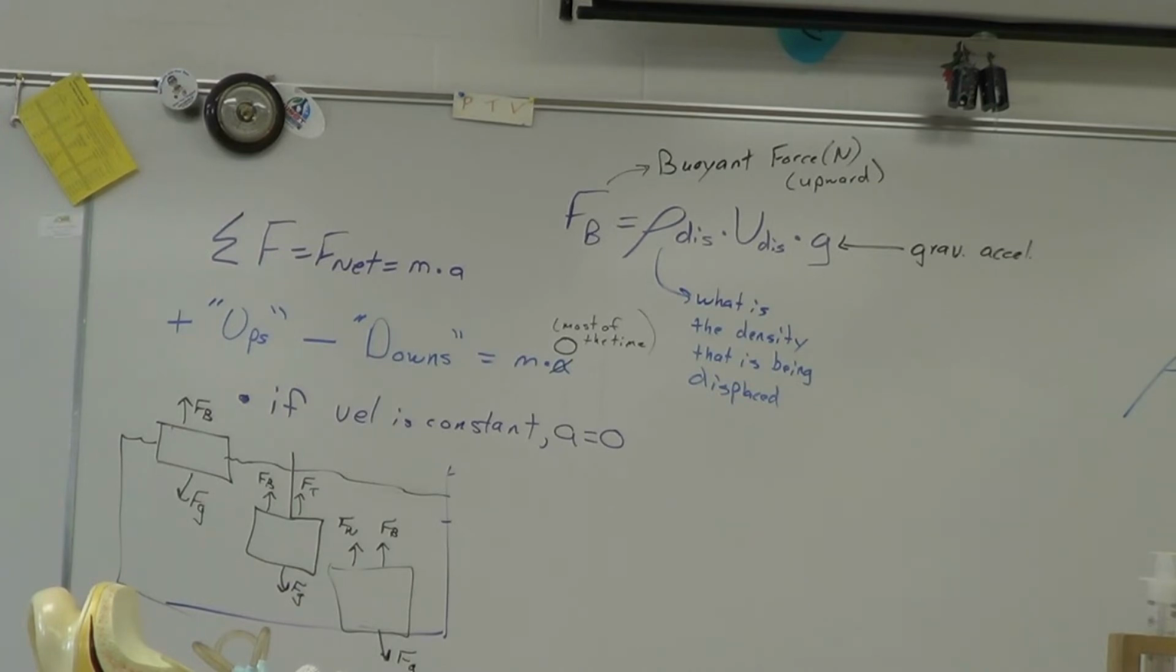Okay, so when we talk about the density that's being displaced, what is the density that's being displaced? Given a problem, I have a block that's floating on the surface. The block has a density of 500, and it's sitting in water that has a density of 1,000. What gets pushed out of the way? Does the water get pushed out of the way because of the block, or does the block get pushed out of the way because of the water?